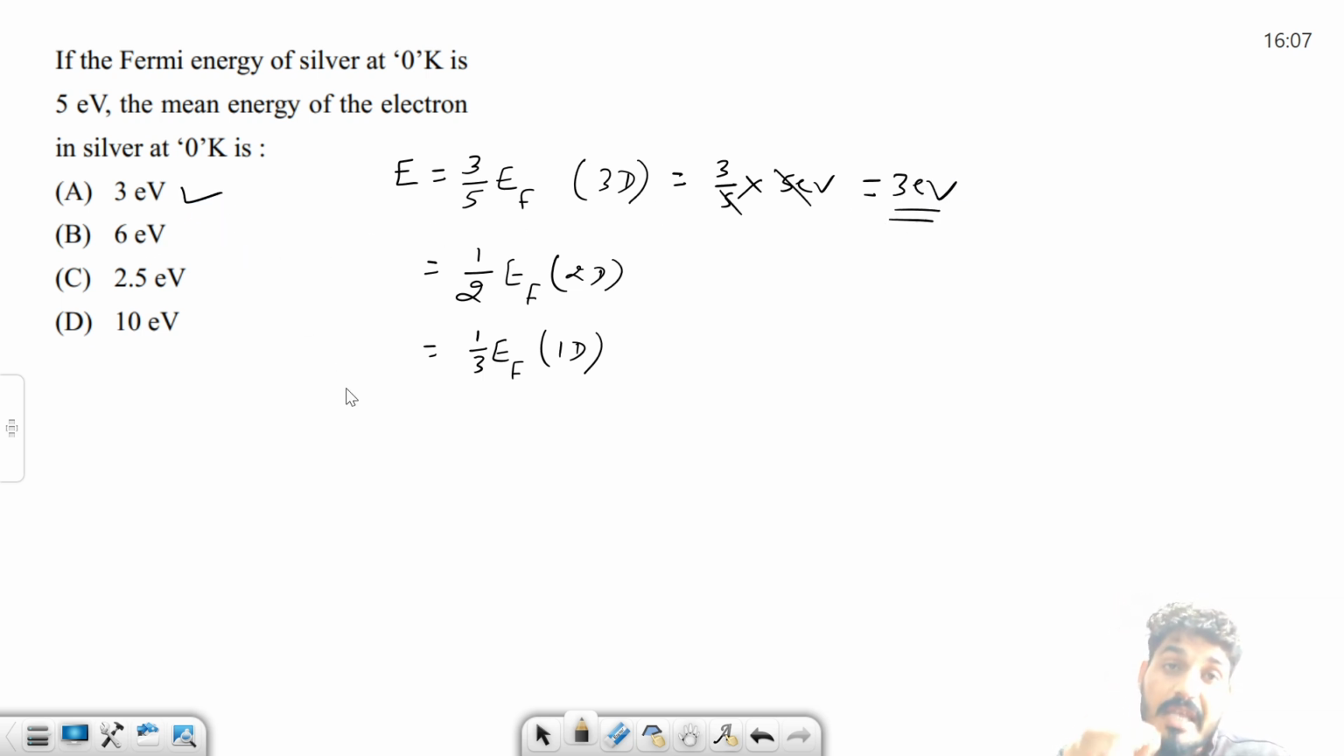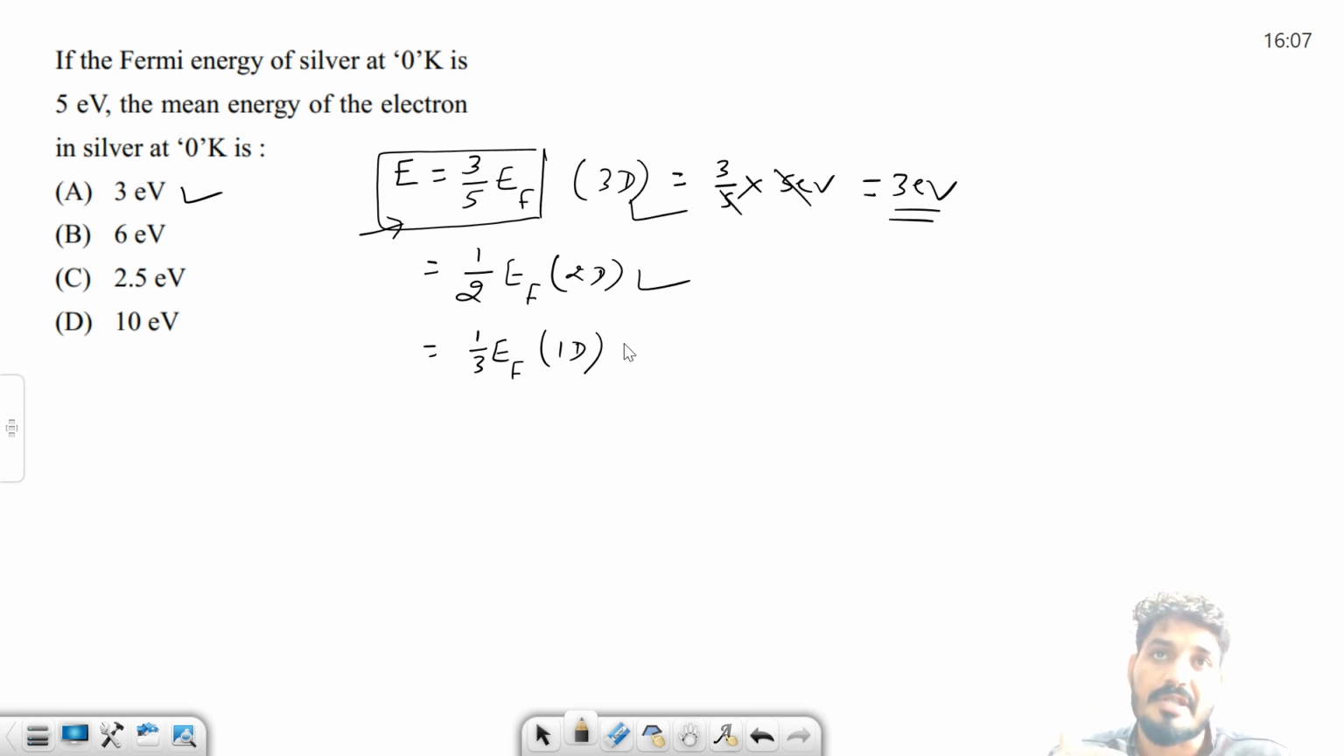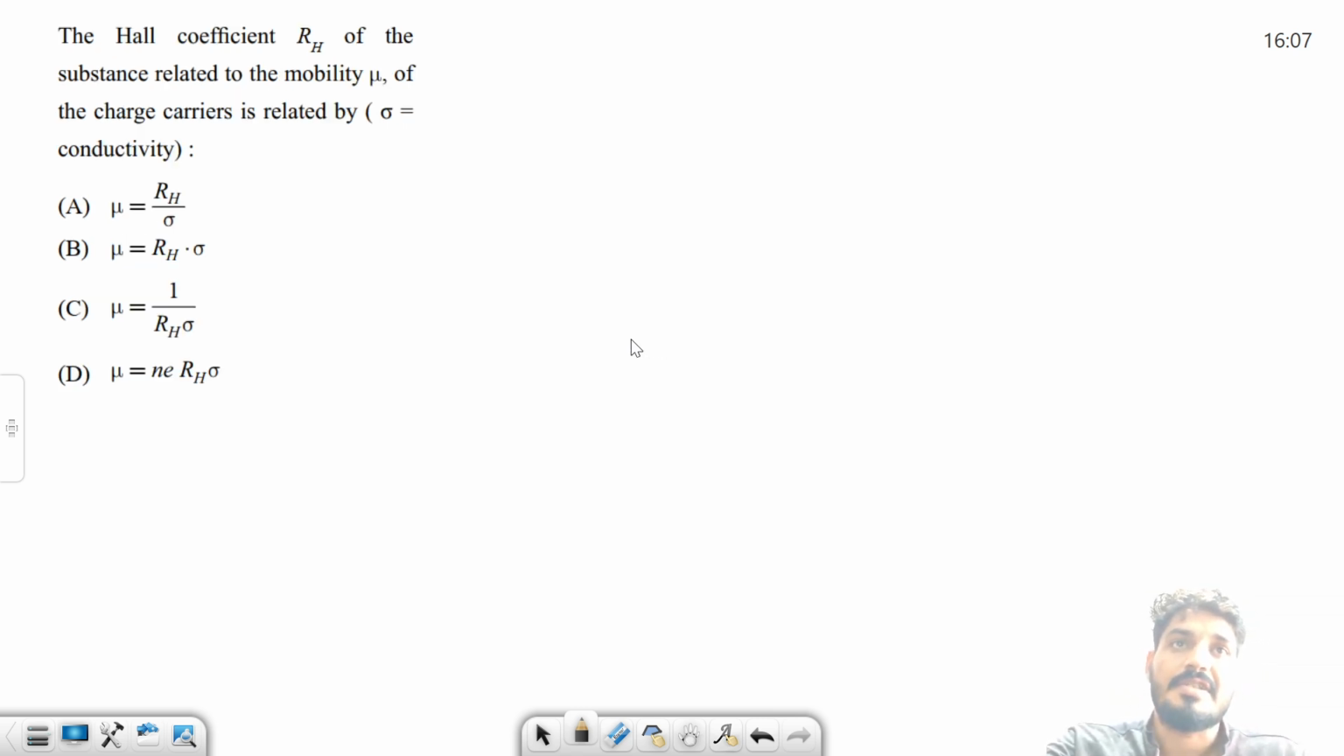So you see, if you know the formula, then this is a very straightforward question. Otherwise it will take so much time to derive this formula first, and that is very hectic. You cannot do that in an examination. So for examination purposes, just directly remember all these formulas. Fine. Okay, let's see the next question.